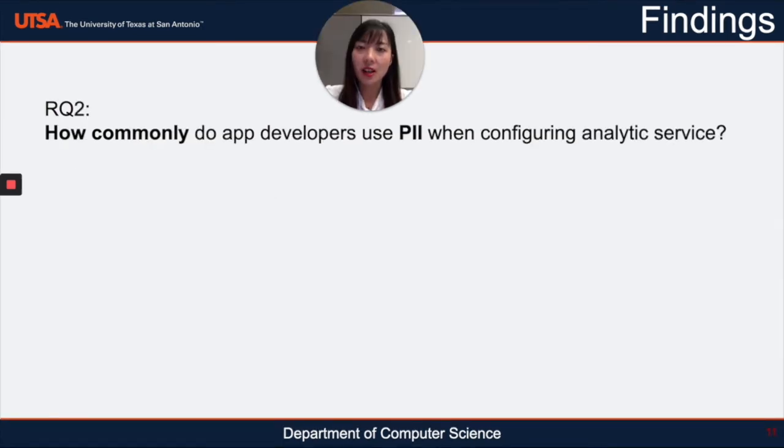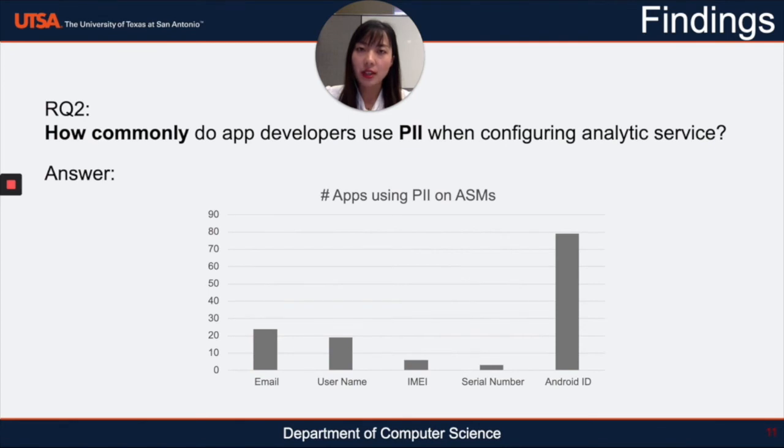Okay, moving on. The second question is how many apps misconfigured the analytic service by using PII as users' attributes. Our results show that there are 120 apps that used PII, including email, username, IMEI, serial number, and the most common one is Android ID.